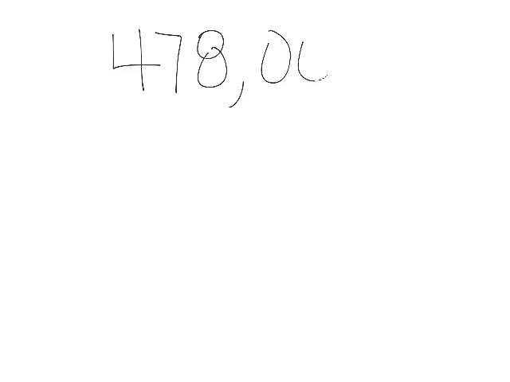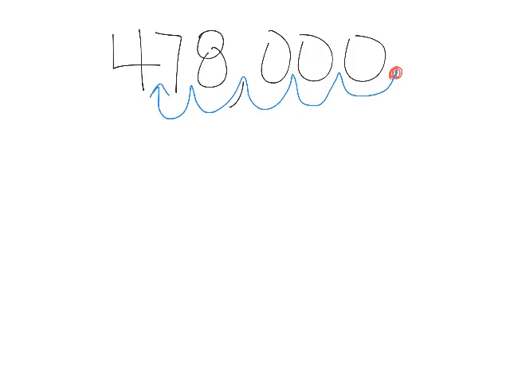So let's say we have the number 478,000, and we want to convert this to scientific notation. First step, find the decimal point. This one's right here at the end. Now count how many times we have to move the decimal point until it would stop with only one number to the left. So that was 1, 2, 3, 4, 5.